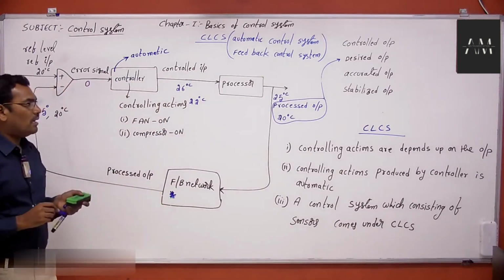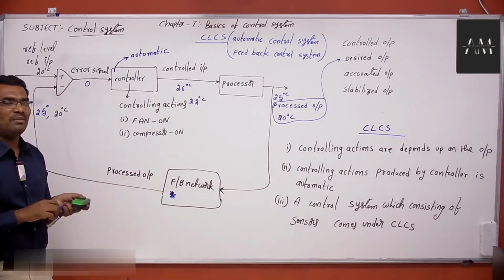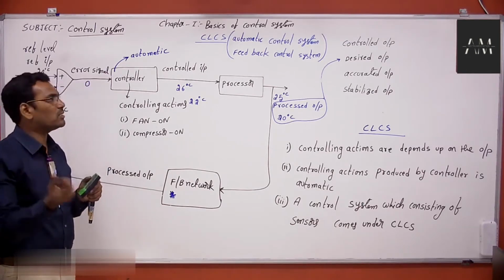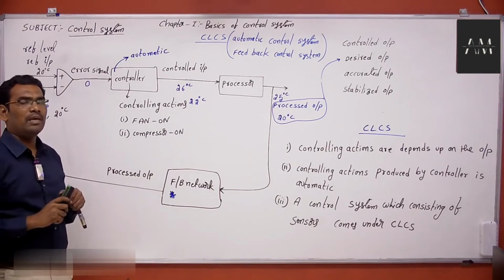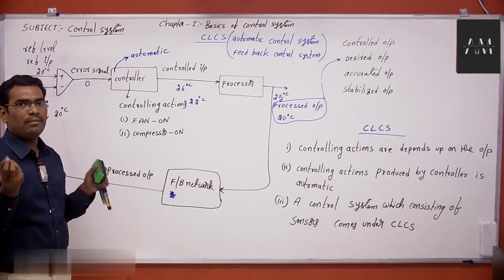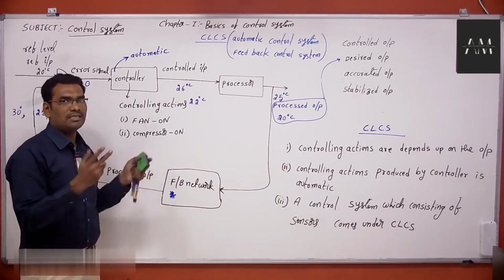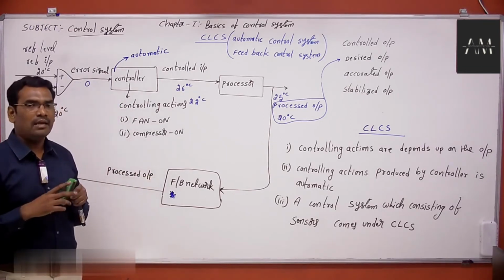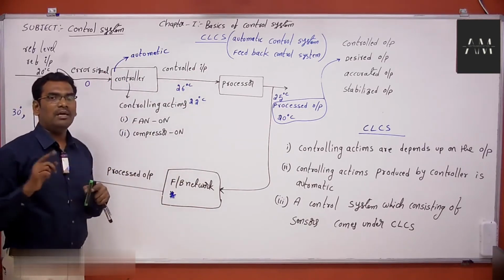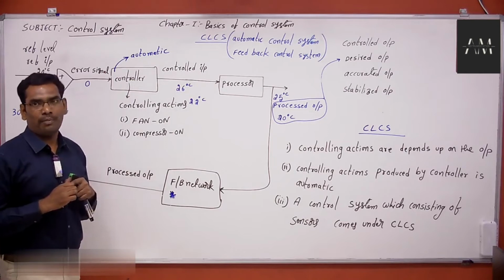Then this is the difference between the open loop control system and the closed loop control system. You can easily understand. Once you understand the open loop control system, you can easily understand the closed loop control system. Whatever points I am saying for the open loop control system, the same points I am saying for the closed loop control system, so that you can easily understand the differences. Not only that, this is the block diagram of the closed loop control system and the previous one is the block diagram of the open loop control system.